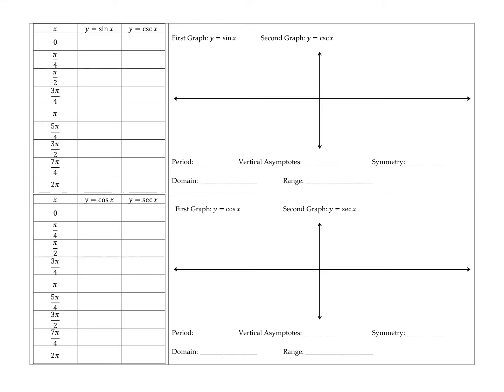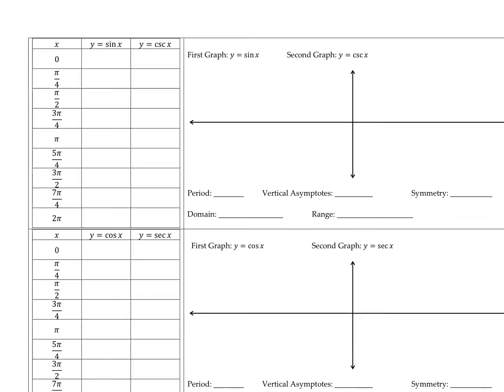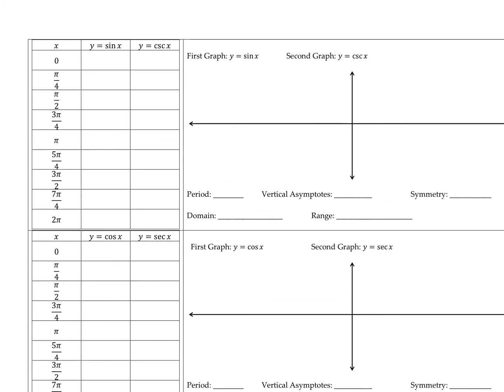In this video, we are going to talk about how to graph cosecant and secant, which are the reciprocal functions of sine and cosine. So the first thing you should do is fill in this table of values for sine and cosecant, and for cosine and secant based on your unit circle. So go ahead and pause the video now and fill in those points.